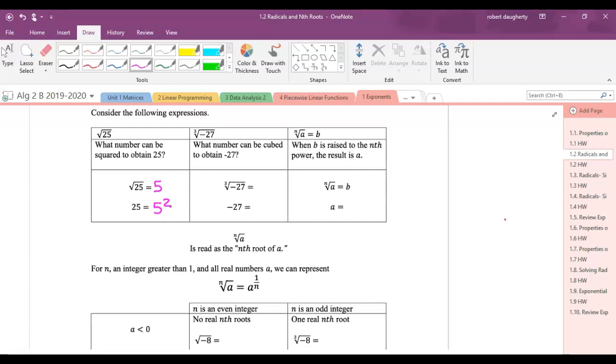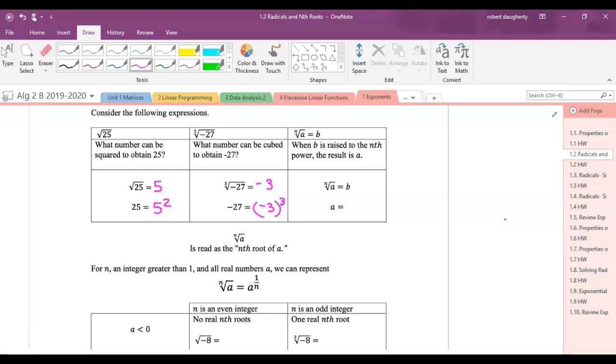Look at the cube root of negative 27. What number can be cubed, multiplied by itself 3 times, so that you get negative 27? That number is negative 3. It means that negative 3 cubed has to equal negative 27, and it does. So let's look at this: the nth root of a.